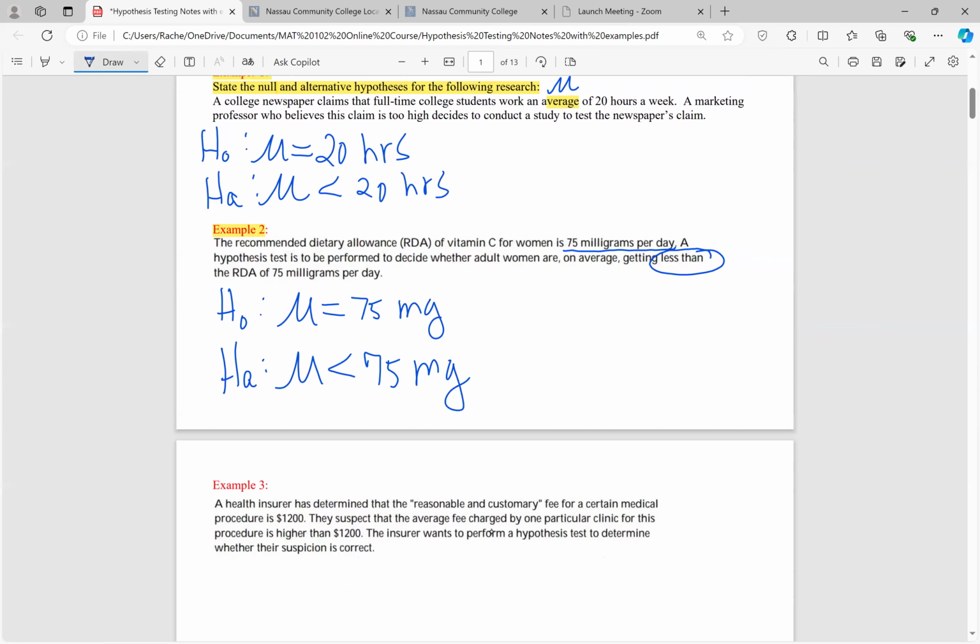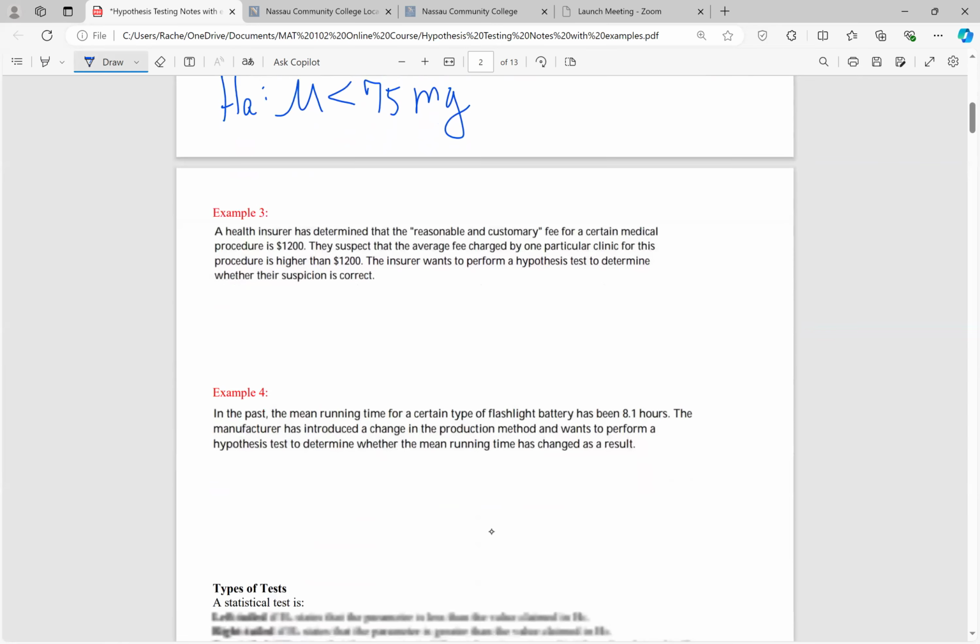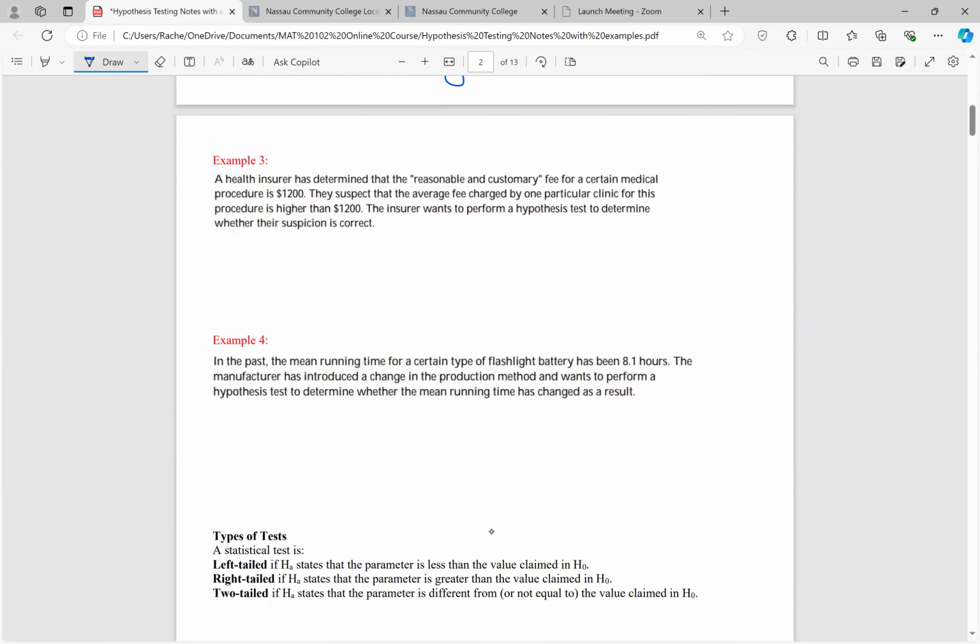So all we're doing is practicing stating the null and the alternative hypotheses. We're not actually conducting a test. This is only the first step of a test. But we can't conduct a test unless we're comfortable doing this. So I want to do a couple of practice questions.